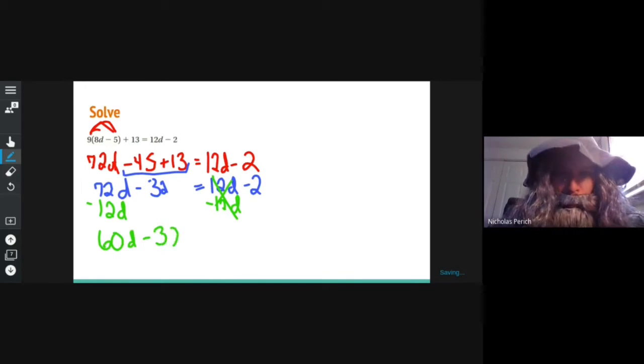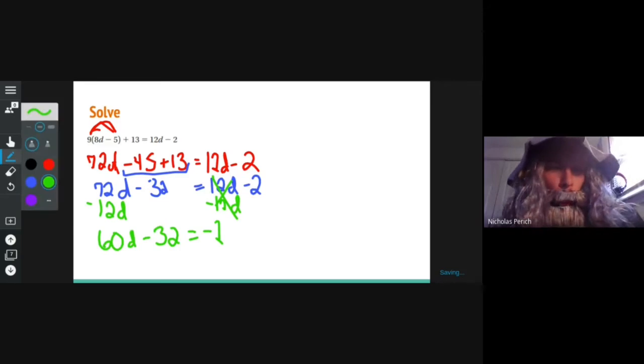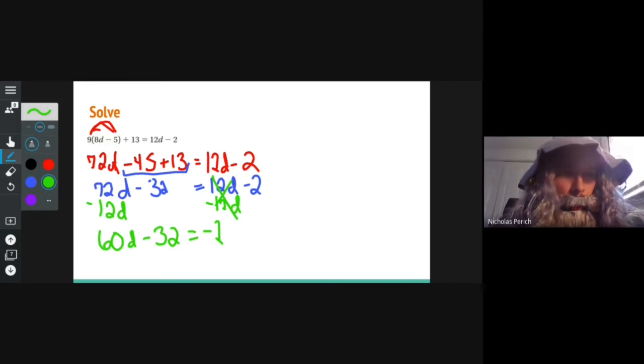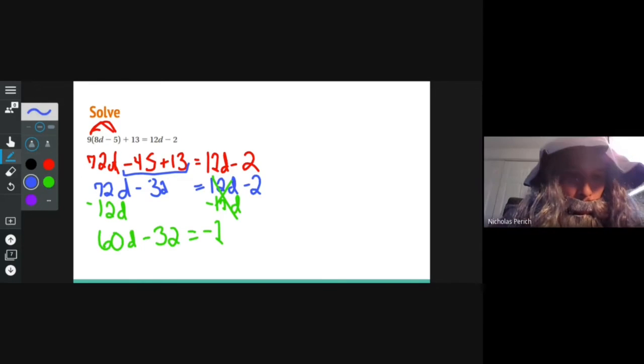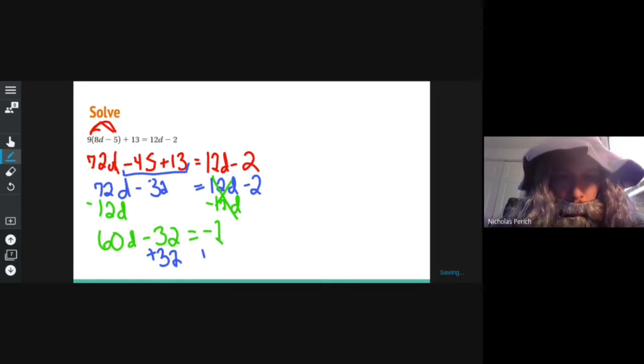-32 equals -2. Is D all by itself? No! Let's add the inverse of negative 32, add 32 to both sides.